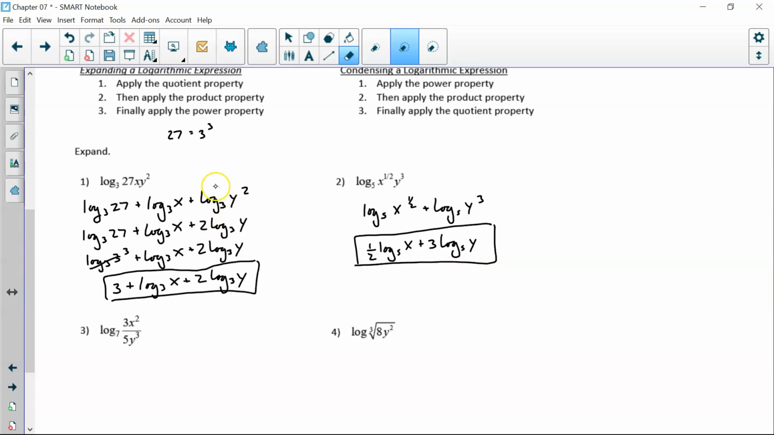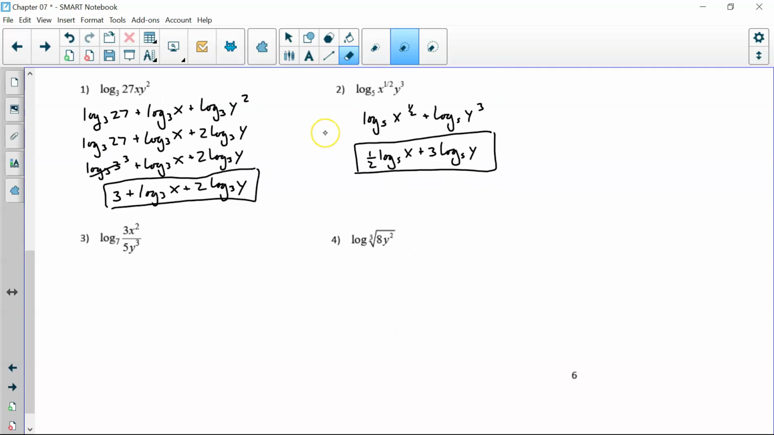Now, problem number 3. This one does have a fraction. 5y cubed is in the denominator. Now, what I do for these, everything here, every factor is going to get its own log. So there's 1, 2, 3, 4 factors. So 4 log base 7s. Log base 7 of 3, log base 7 of x squared. I'll come back and put signs in a minute. Log base 7 of 5, log base 7 of y cubed.